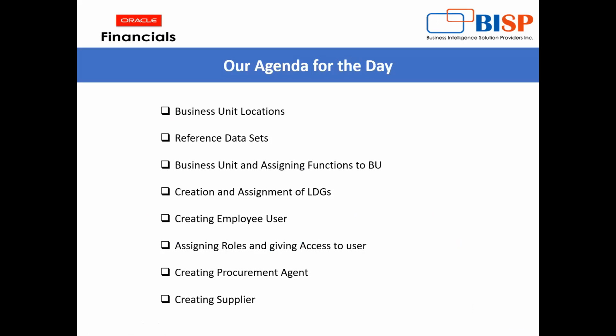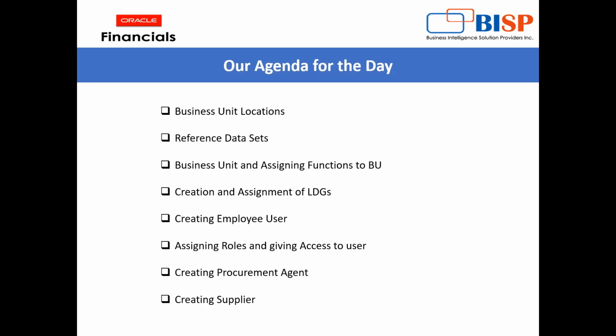We'll be setting the business unit locations, and then we'll create the reference data sets, and then we'll see the created business units, and then we'll assign them the functions and the reference data sets that we create. And we'll see the creation and assignments of the legislative data groups. Then we'll create the employee users. We'll assign the roles and give access to those users. After that, we'll create those users as procurement agent. And once this is done, they can create the suppliers. So we'll see how the suppliers are created in the applications.